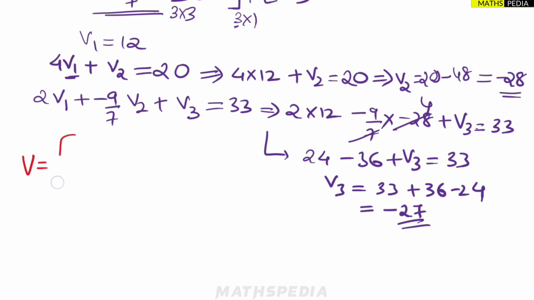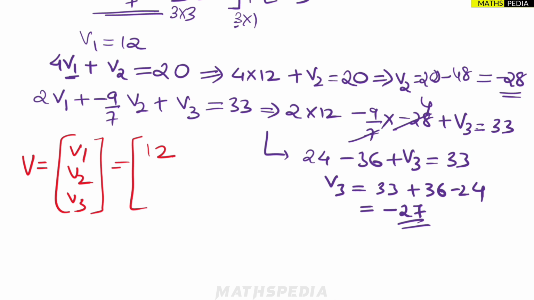So we can write the V matrix as V1, V2, V3, and we have got all the elements of the V matrix. So V1 value 12, V2 minus 28, V3 minus 27. This will be needed for the next step.